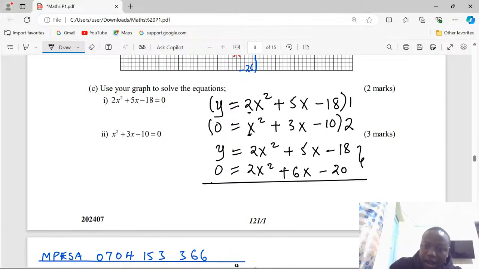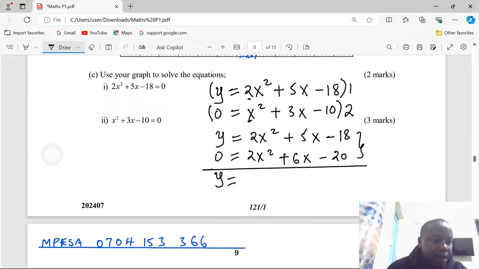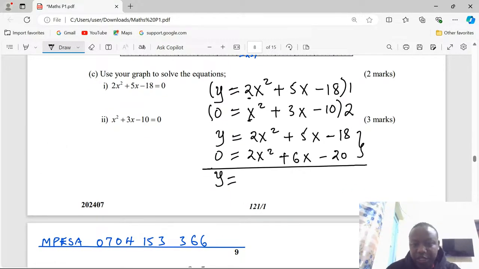When we subtract, we shall have y equals, because y minus 0 is y, then 2x squared minus 2x squared becoming also 0. So that part now is done away with. 5x minus 6x becoming negative x. Then negative 18 minus negative 20.